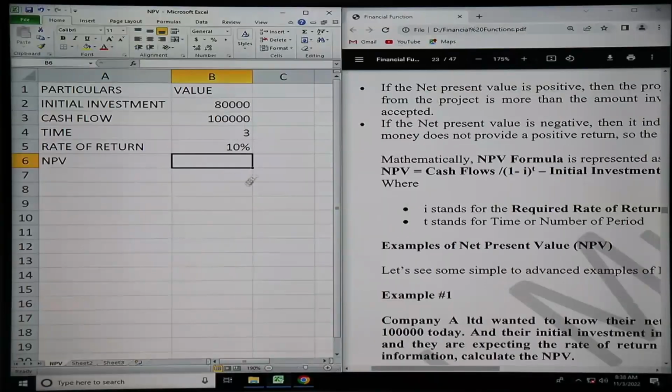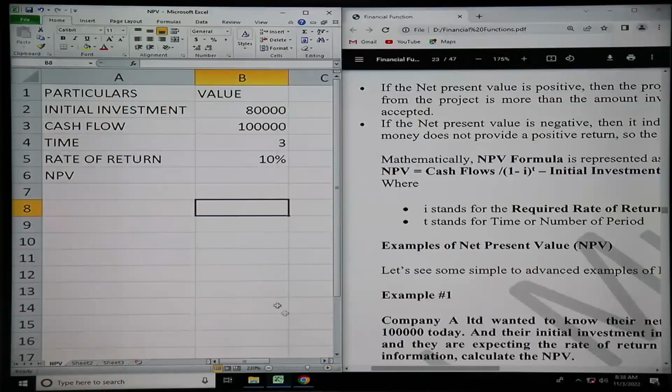Here, we are supposed to pick what? So you start with the equal sign. And just a minute, let me increase the zoom. We'll start with the equal sign. Then you'll take the cash flow, which is this cell here, because we have said that the formula will read cash flow. Then we divide by what? In brackets.